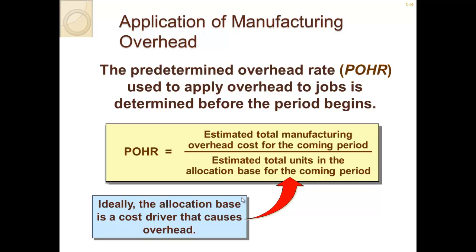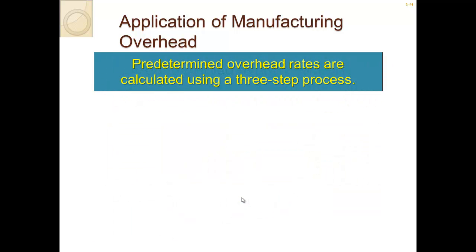So it's estimated total manufacturing overhead cost for the coming period divided by estimated total units for allocation during the coming period. Ideally, the allocation basis is a cost driver that causes overhead, like labor hours or machine hours. So in the construction industry, it would be labor hours or labor dollars, but probably labor hours.